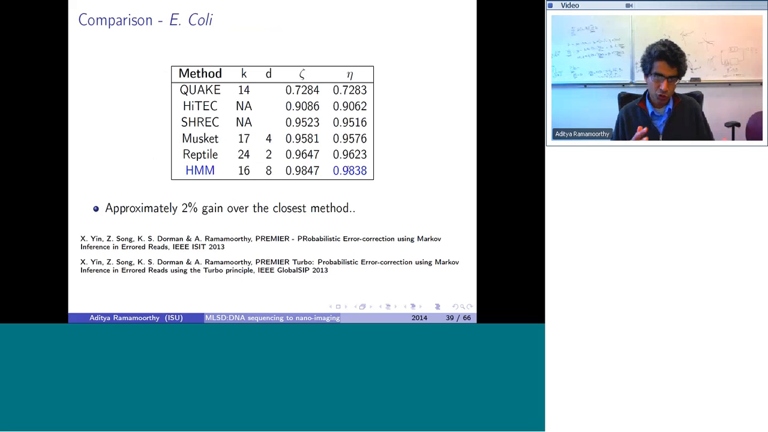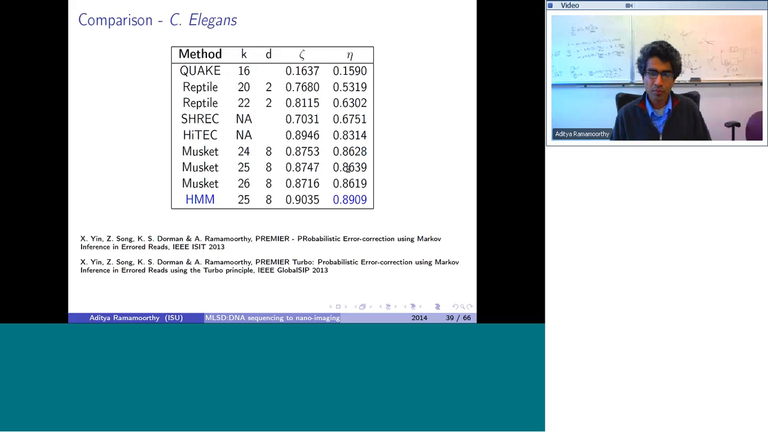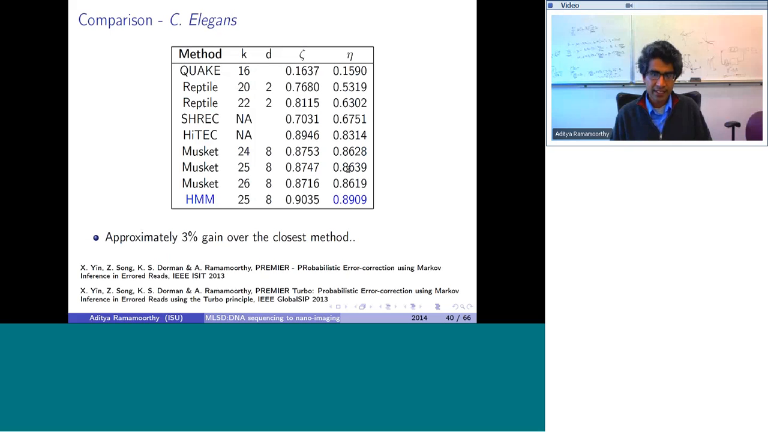So these 2% numbers of course need to be scaled by the total number of nucleotides that we are looking at. So it actually turns out to be a fairly significant gain in terms of the number of nucleotides that we are correcting. The second, the C. elegans database, this is an organism that actually has some repeats, and we can talk about that a little bit more later. But here we have a gain that is approximately 3% over the closest method.